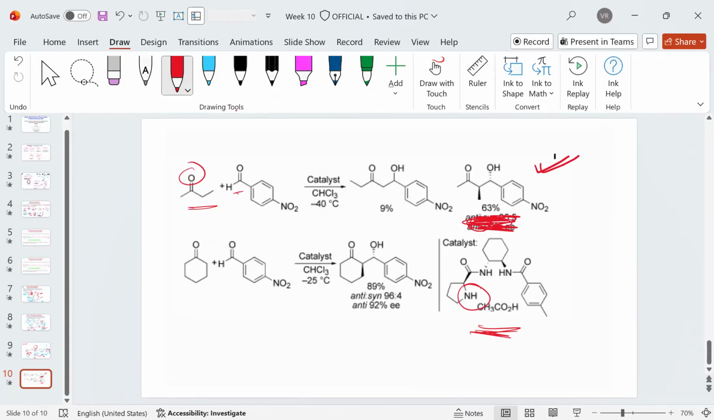In the other example as well, this is cyclohexanone and this aldehyde. This catalyst forms the imine followed by the enamine, and this enamine attacks this aldehyde part. So we get this anti product as the major product. So this is how we can induce enantiomer selectivity in the product.